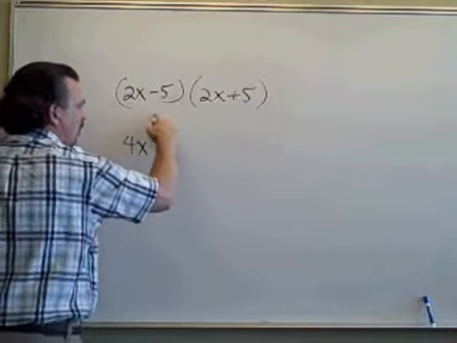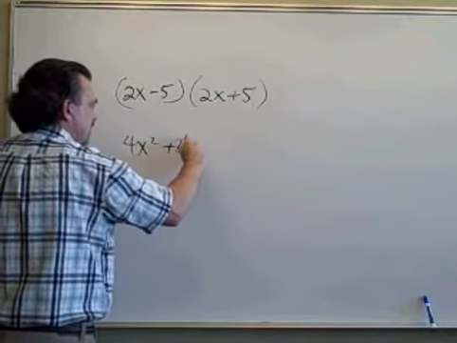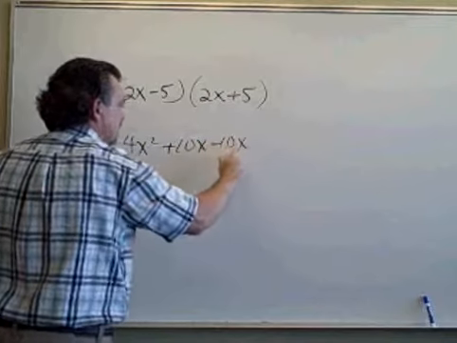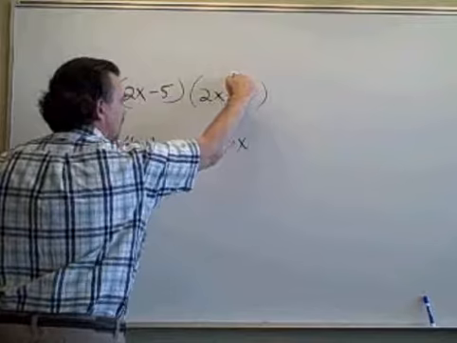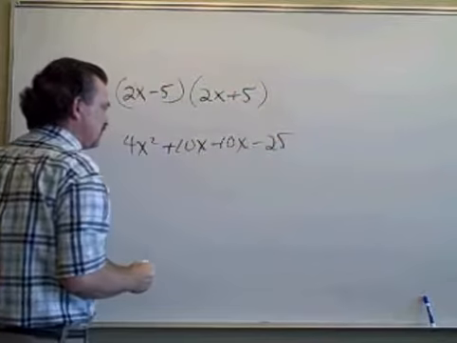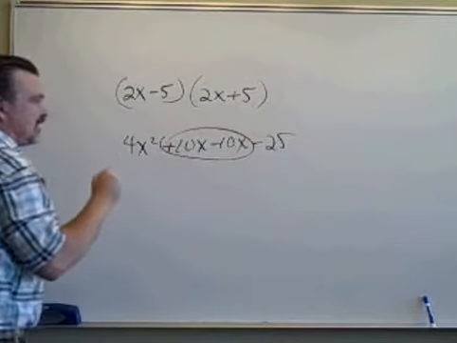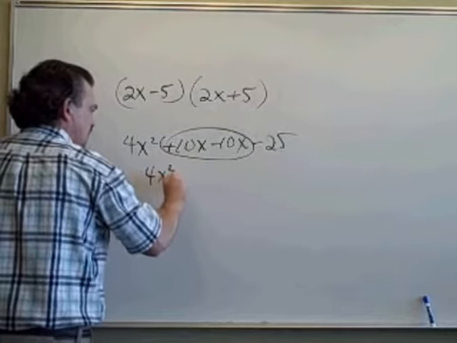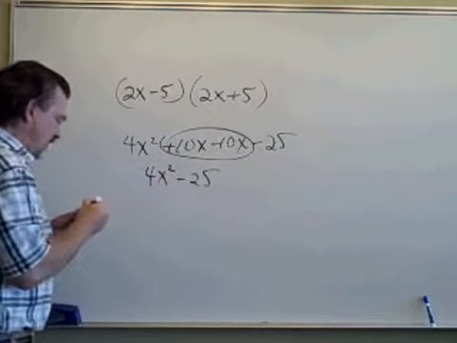The O of FOIL would give us plus 10x. The I of FOIL would give us minus 10x. And the L of FOIL would give us minus 25. And once again, those terms combine to 0, just leaving us 4x squared minus 25.